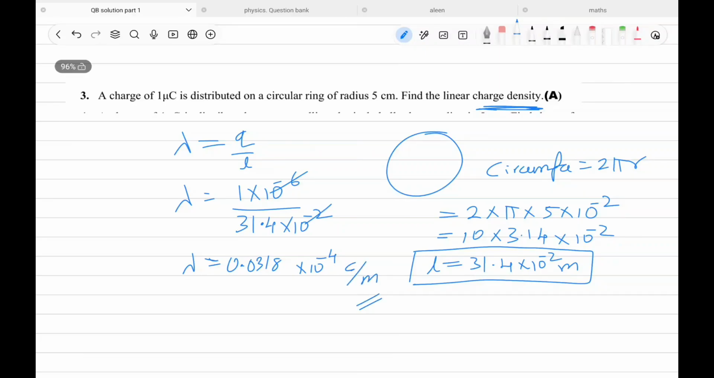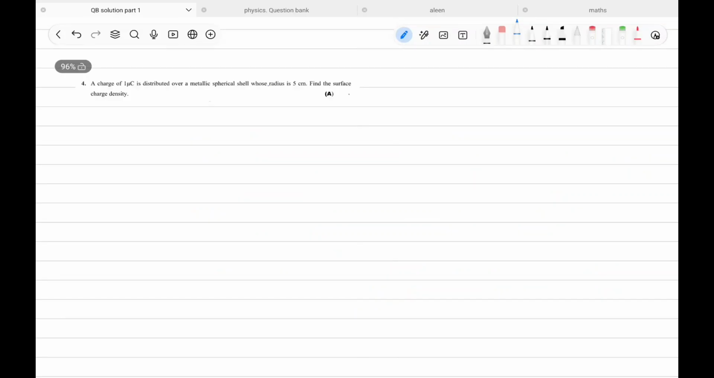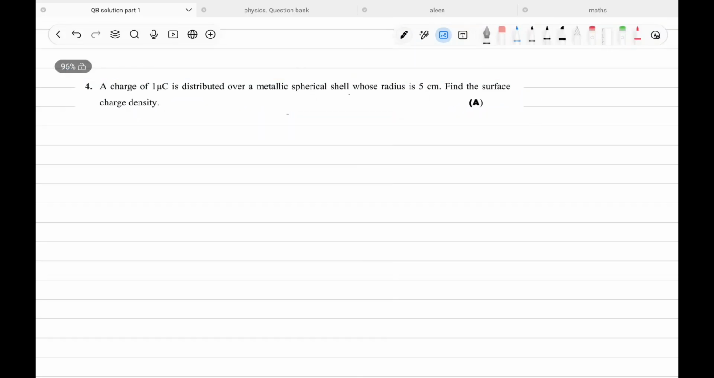Hope that you understand. In this question, it is asked: a charge of 1 microcoulomb is distributed over a metallic sphere, whose radius is 5 centimeter. Now find the surface charge density. The surface charge density is expressed by sigma. Sigma is equal to Q divided by A, charge upon area.